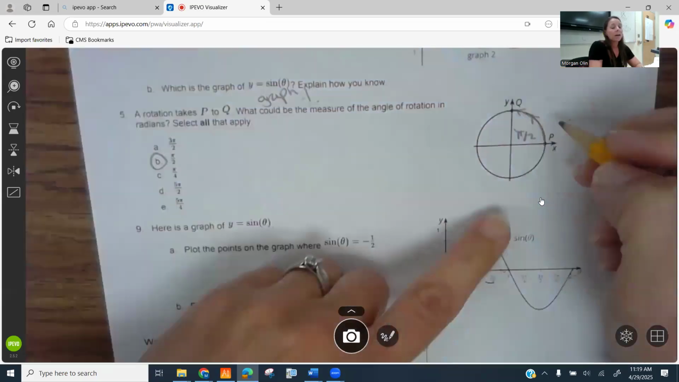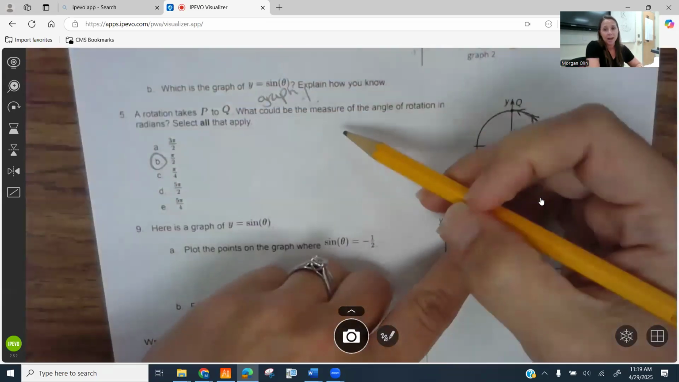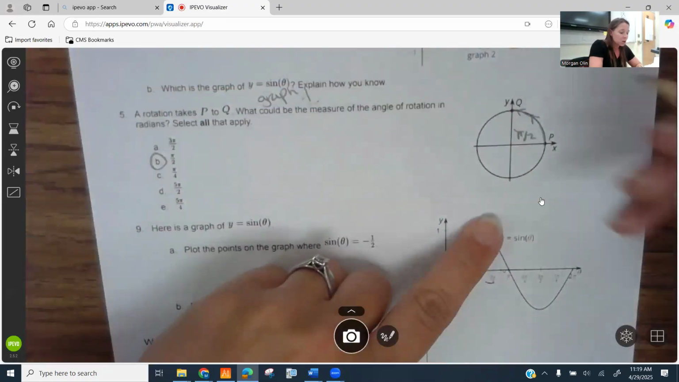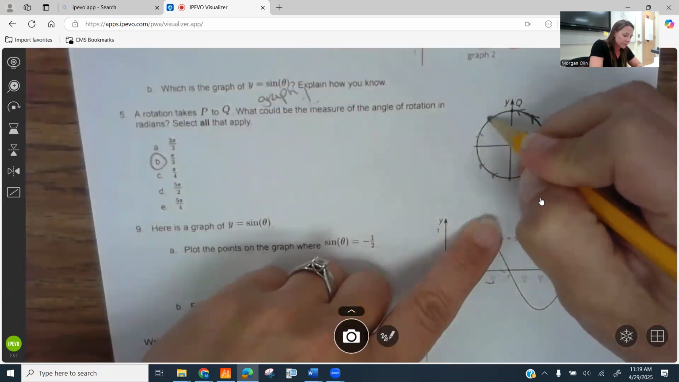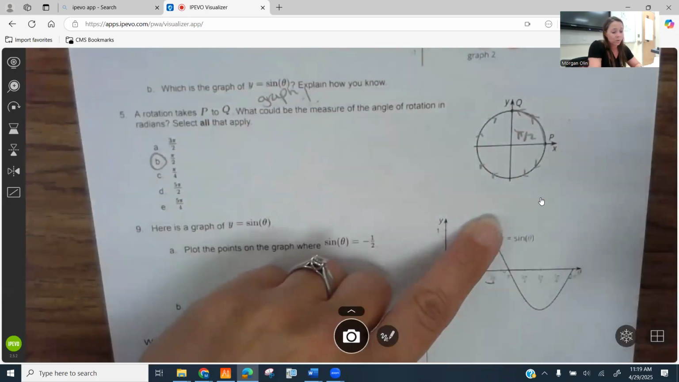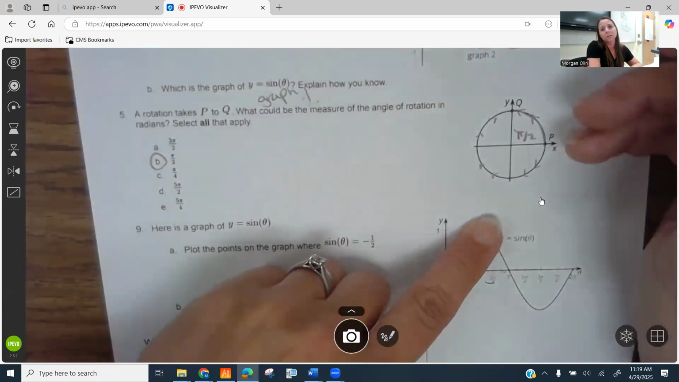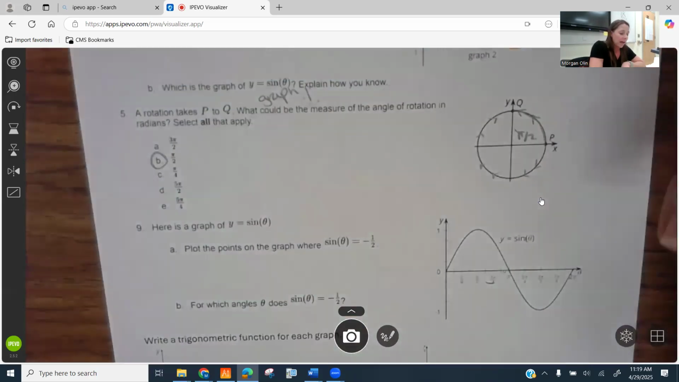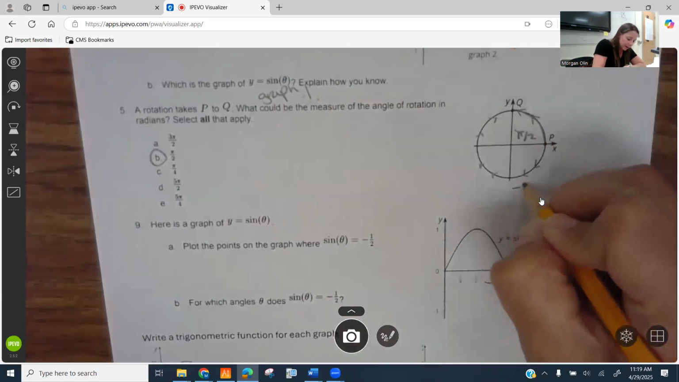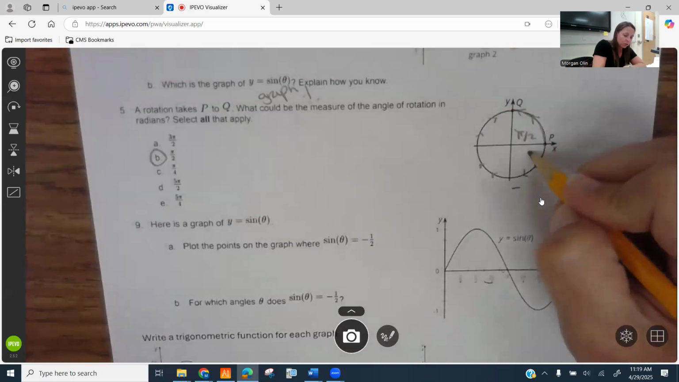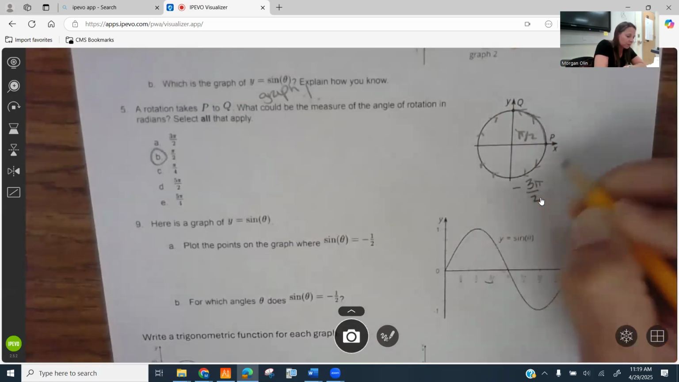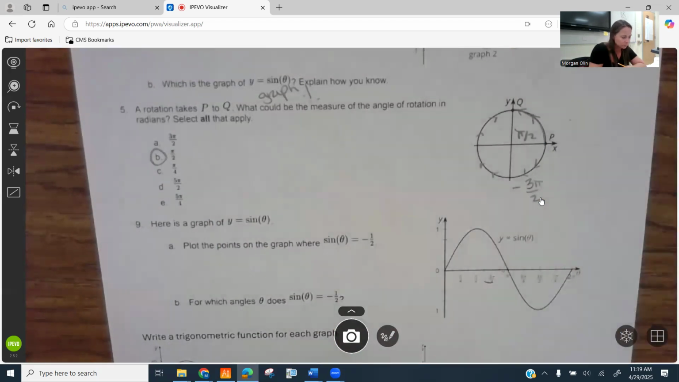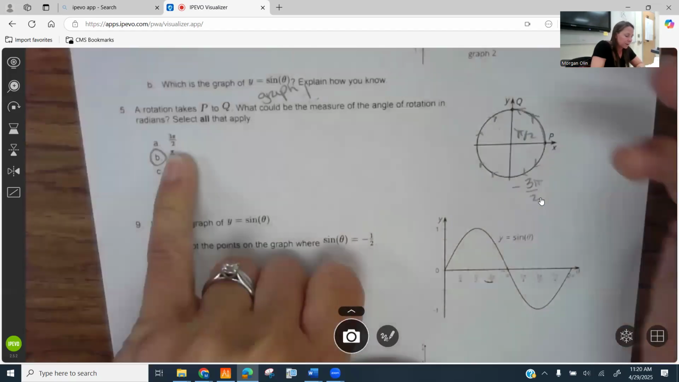All right, but they actually didn't say clockwise or counterclockwise. I just assumed you could actually go this direction. Now realize that's actually going to be negative. So that could be a negative. It could also be negative, and that's pi over 2 plus pi over 2 plus pi over 2, which would be negative 3 pi over 2. But I don't see that answer right there.